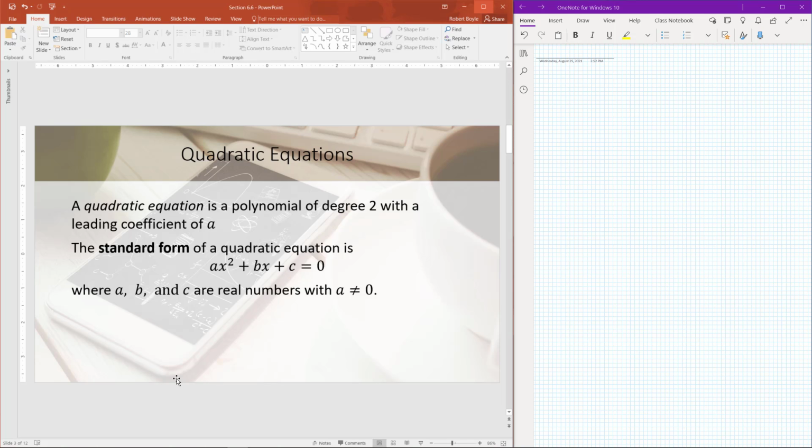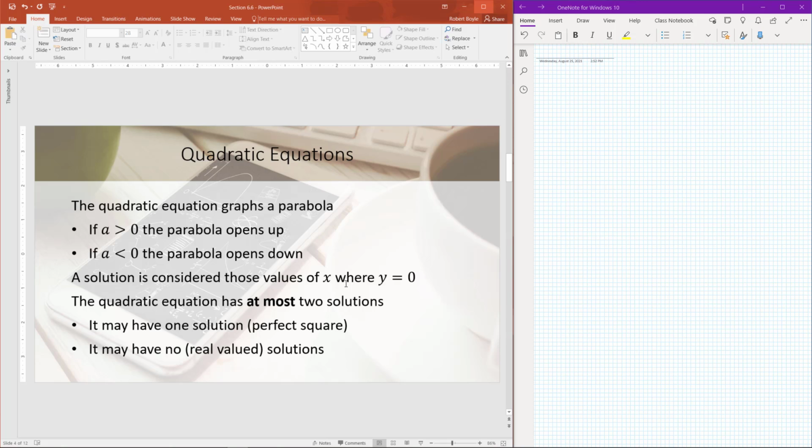Okay, well, what is a quadratic equation? Well, a quadratic equation is a polynomial of degree 2 with a leading coefficient of a. It can be written in the standard form, which would be some number, leading coefficient a times x squared plus another number which we call the linear coefficient, or b, times x plus c, which is equal to 0. And the main criteria is that a, b, and c must be real numbers, and a cannot be 0, because if a is equal to 0, well, then you no longer have a quadratic equation, you have a linear equation.